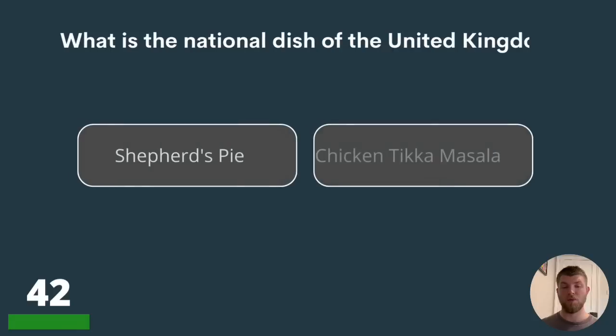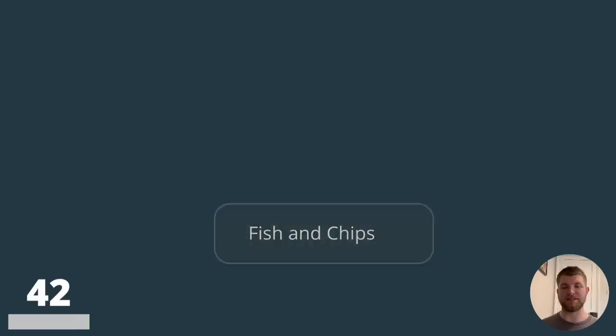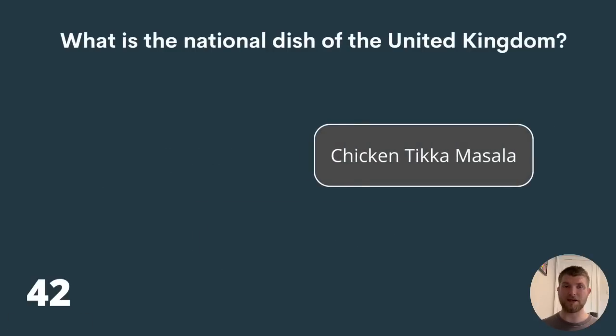42. What is the national dish of the United Kingdom? Shepherd's pie, chicken tikka masala or fish and chips? The national dish of the United Kingdom is a chicken tikka masala.